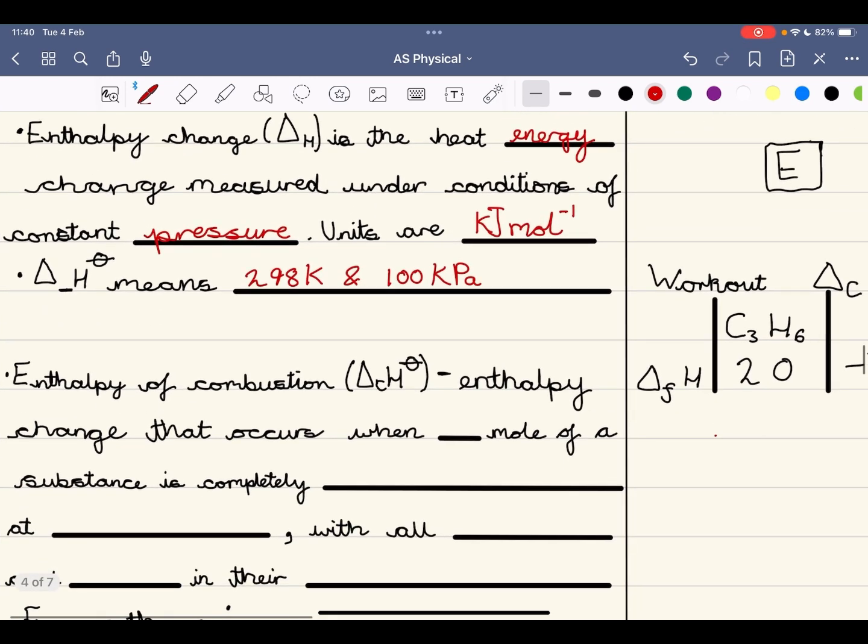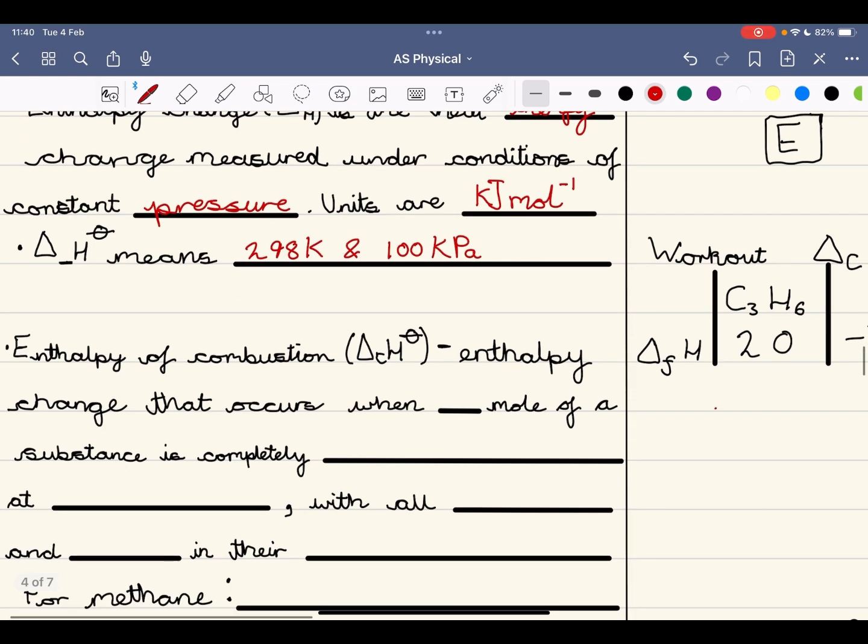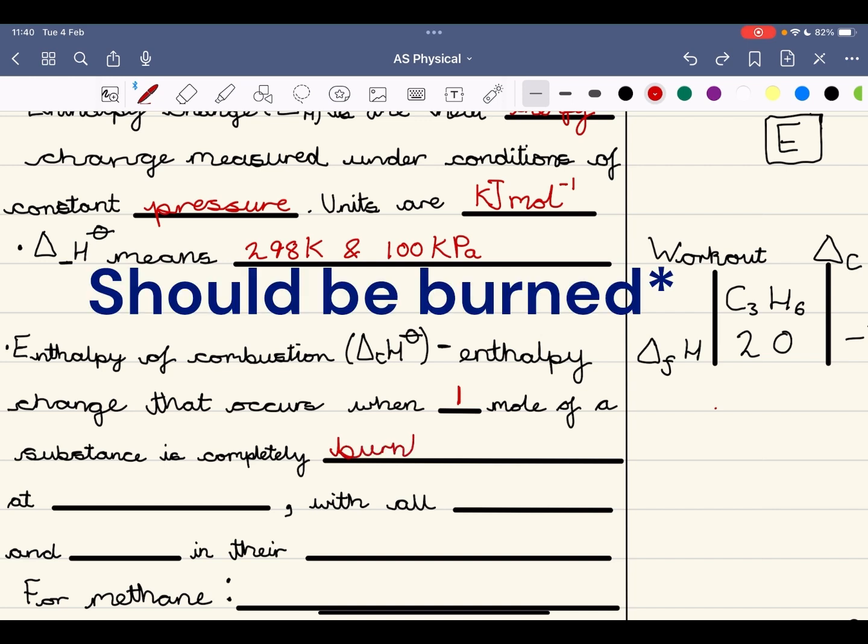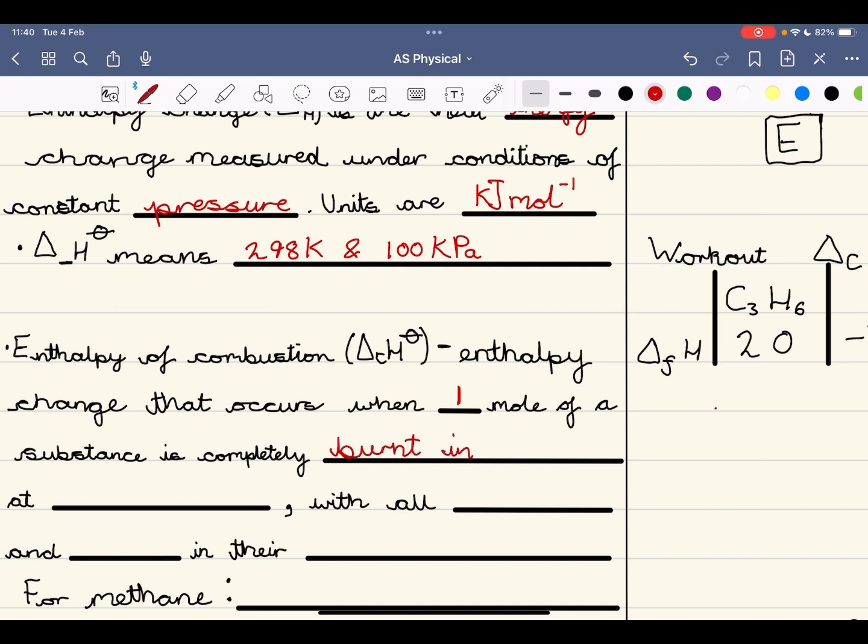Okay, so the enthalpy of combustion is the enthalpy change that occurs when 1 mole of a substance is completely burnt in oxygen at 298 Kelvin and 100 kilopascals, with all the reactants and products in their standard states.